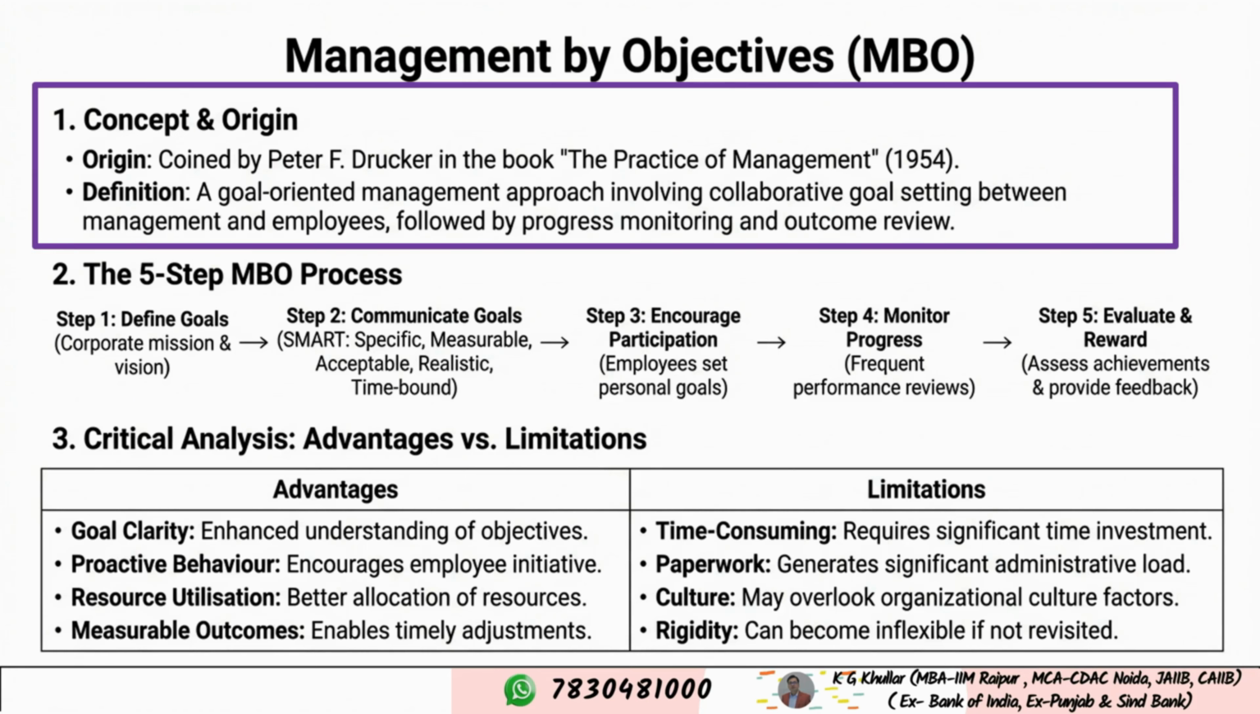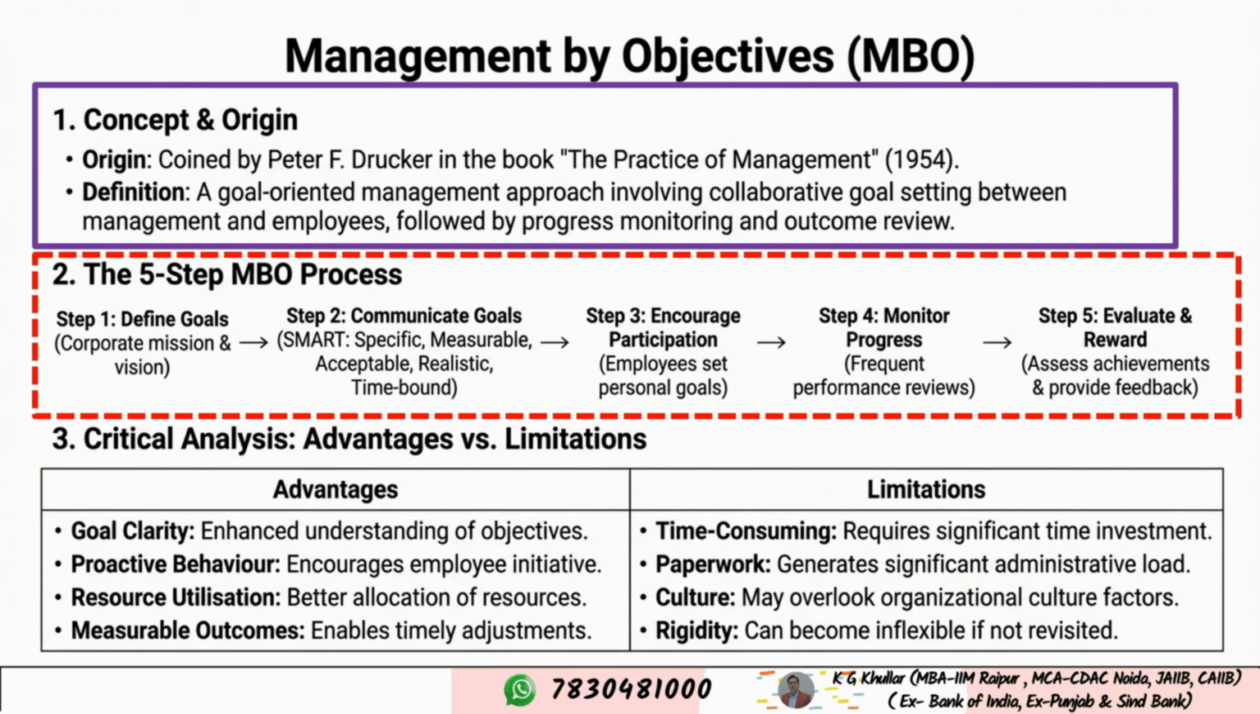The management by objectives process runs in 5 steps, which are: 1. Define organizational goals based on the mission and vision. Step 2 is communicate those goals using the SMART framework. SMART basically stands for specific, measurable, acceptable, realistic, and time-bound. Then step 3 is encourage employee participation in setting personal goals aligned with organizational objectives. Step 4 is monitor progress at both individual and team levels. Lastly, step 5 is evaluate achievements and reward progress through honest feedback and recognition.